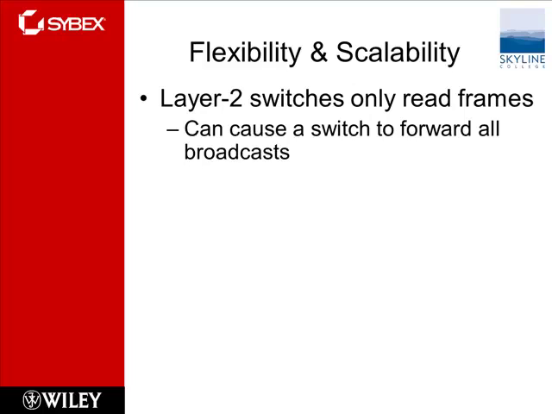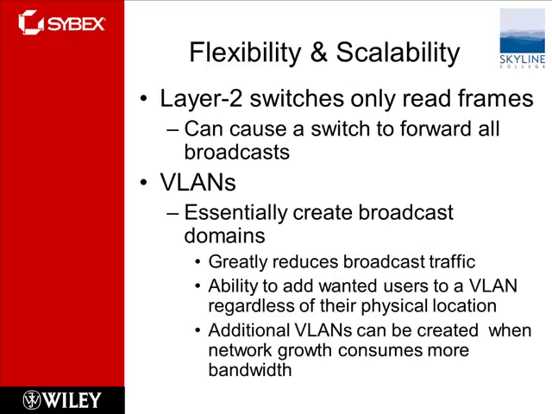Layer 2 switches only read frames, which can cause the switch to forward all the broadcasts. VLANs create broadcast domains, and that's one of the reasons that we use them. It reduces the broadcast traffic, and gives the ability to add wanted users to a VLAN regardless of their physical location, and we kind of address that in the pictures on the different floors or the different buildings. We can put them on different VLANs.